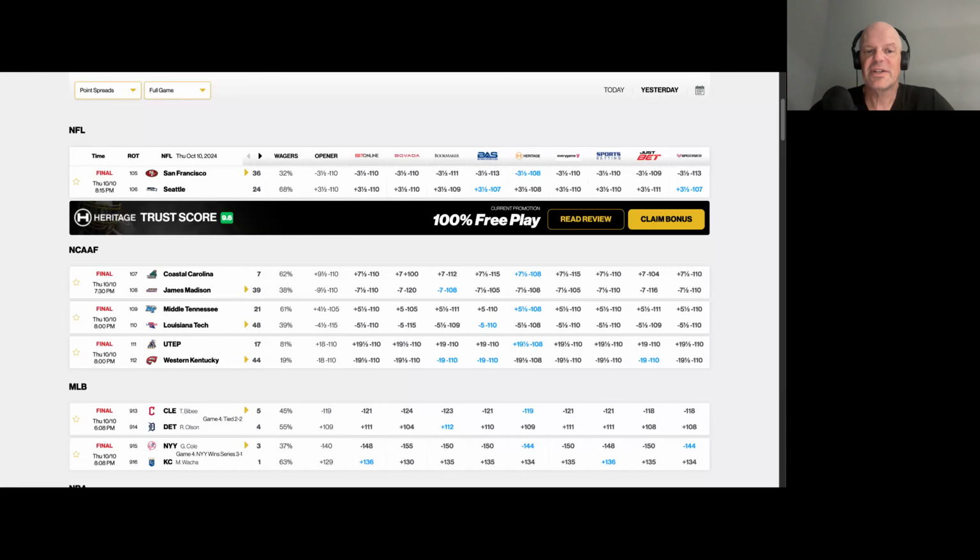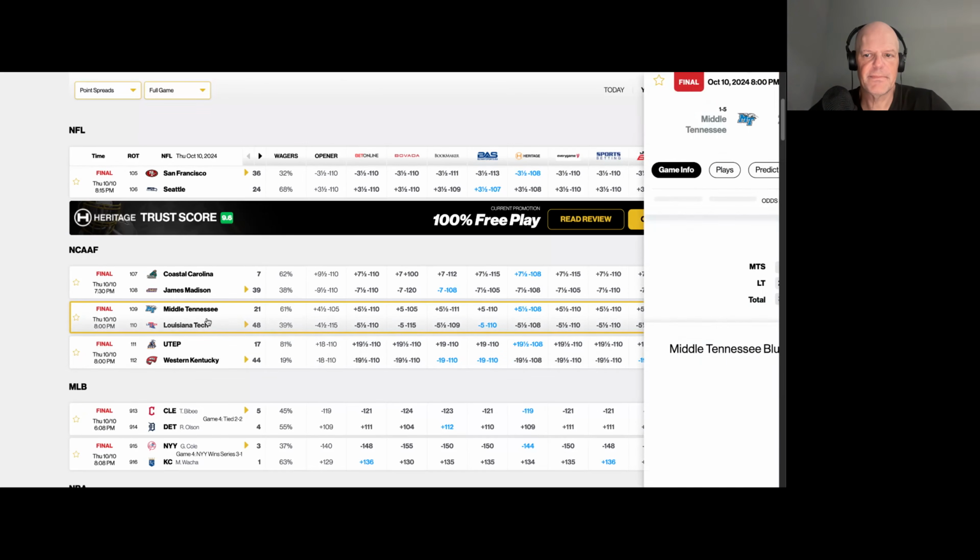Now, that's one way to look at line movement. It moved in La Tech's favor. I'm going to show you the other way now as well.